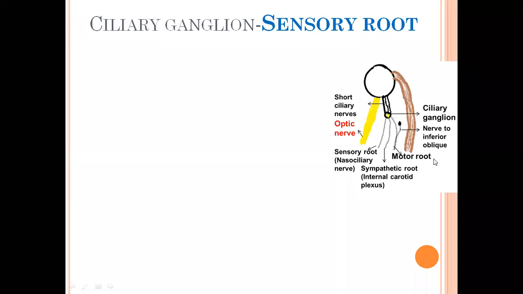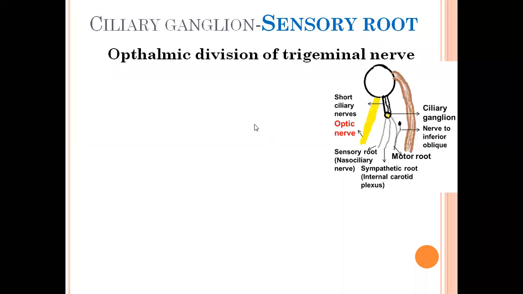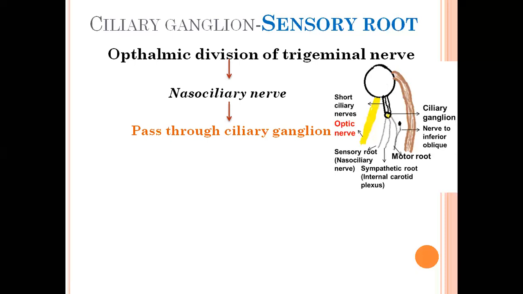Okay, mention the motor root from the oculomotor nerve, the sympathetic root like this, the sensory root like this. So now we'll see the sensory root. The sensory root passes through the nasociliary nerve. You know the ophthalmic division of the trigeminal nerve gives rise to the nasociliary nerve. Now the nasociliary nerve passes through the ciliary ganglion without relay.